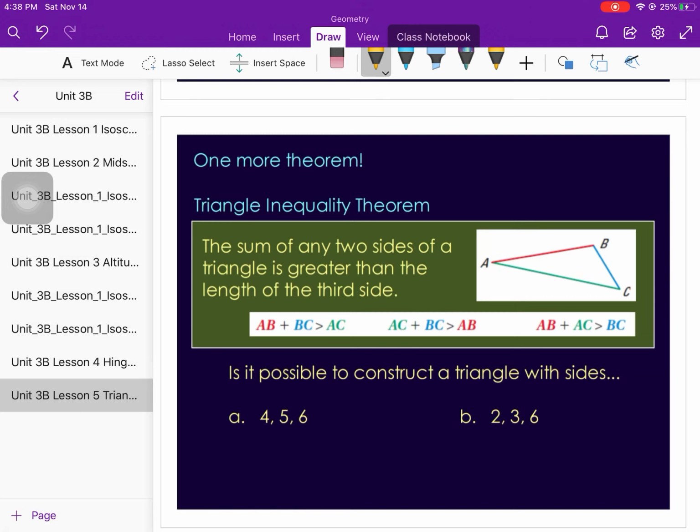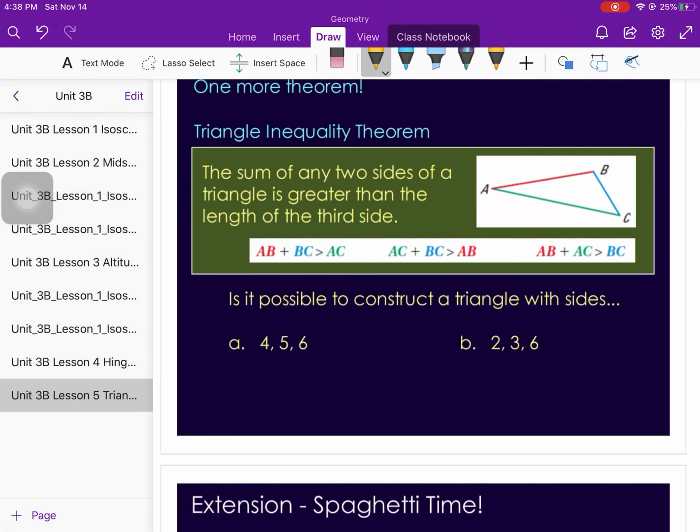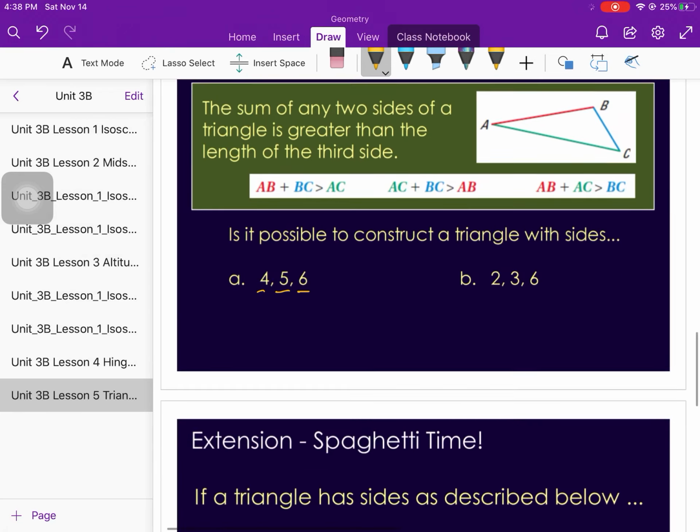So is it possible to construct a triangle with these sides? Technically, we were supposed to do 3 different inequalities. So here's our 3 sides, 4, 5, and 6.